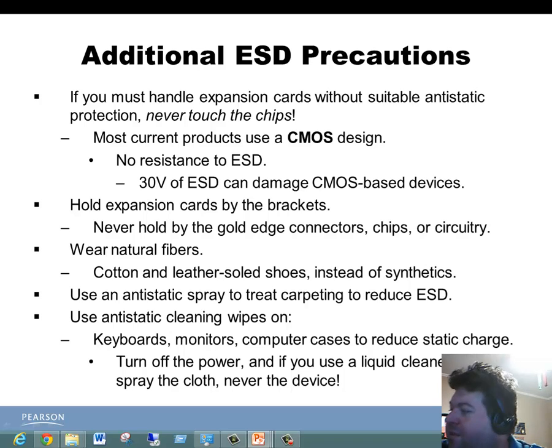Something that I've started doing that's a whole lot easier, they make these wipes now that are designed to clean electronic components. And they've already got cleaner on them, so you can just get one of those and wipe down your monitor, keyboard, or whatever. And that makes it a lot easier than even messing with liquid cleaner.